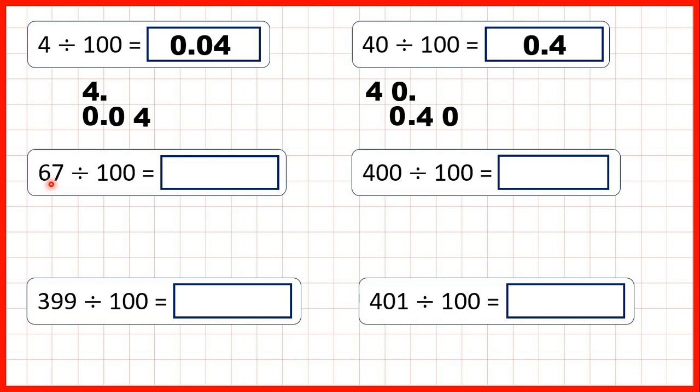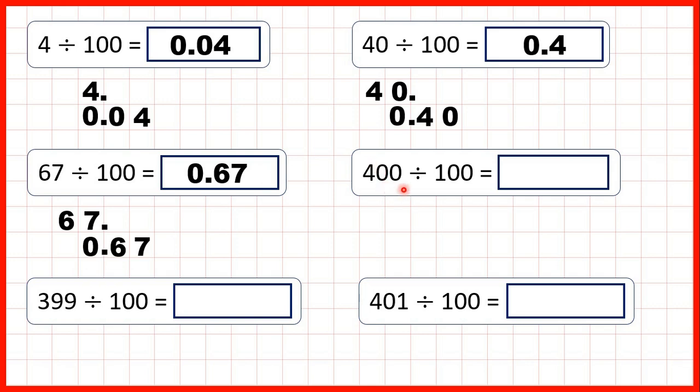Now we have 67 divided by 100, so we write out the number with the decimal point on the end, copy down the decimal point, and move each digit 1, 2 squares across. We need a 0 in our empty ones column, and now that gives us our answer, 0.67.